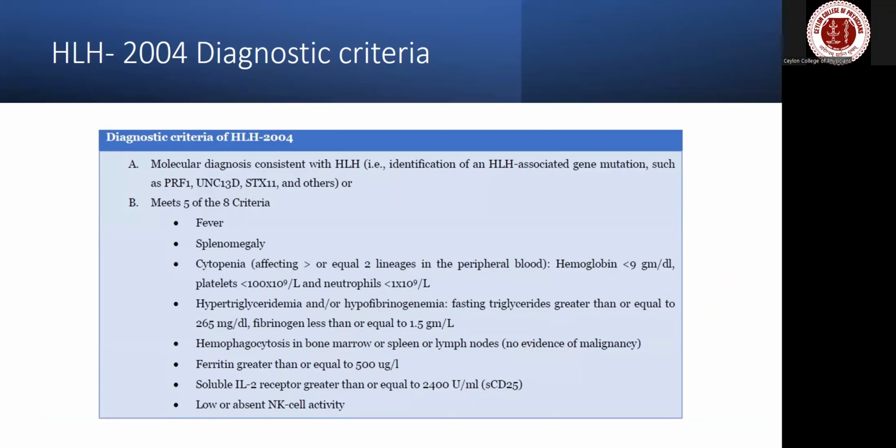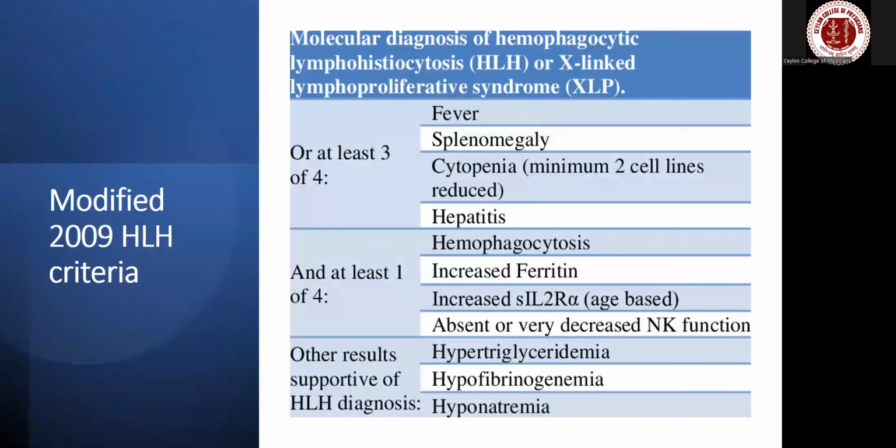Hemoglobin should be less than 9, platelets less than 100, and neutrophils less than 1000, absolute neutrophil count. And hypertriglyceridemia of more than 265, and fibrinogen levels less than or equal to 1.5. And hemophagocytosis in the bone marrow, spleen or lymph nodes, ferritin greater than 500, soluble interleukin-2 receptors, and low or absent NK cell activity. So this is the modified version in 2009, which is more practical.